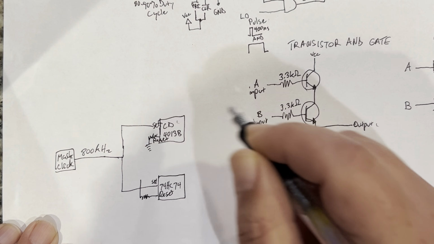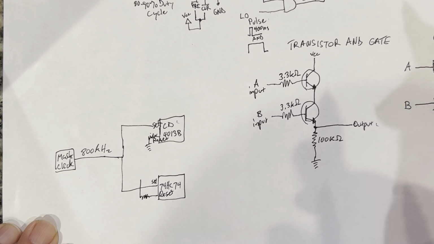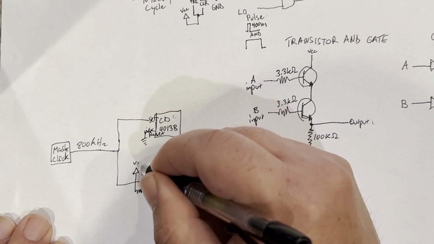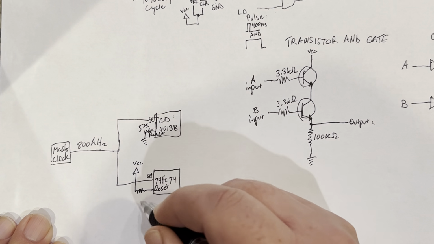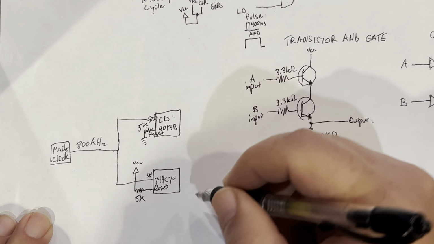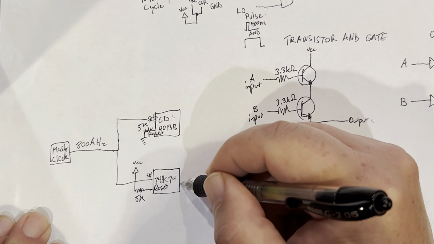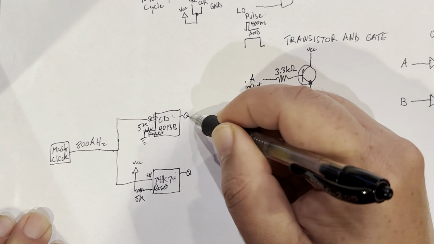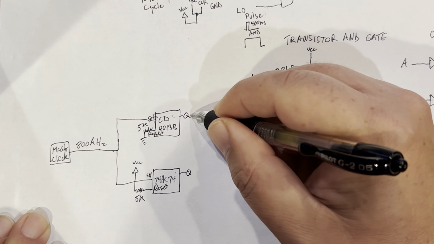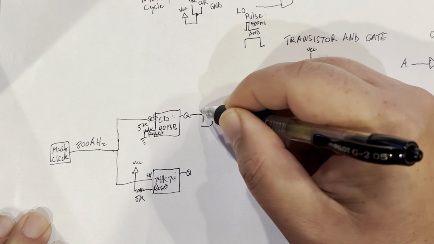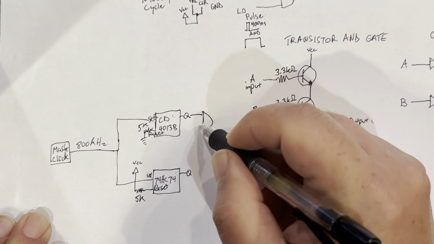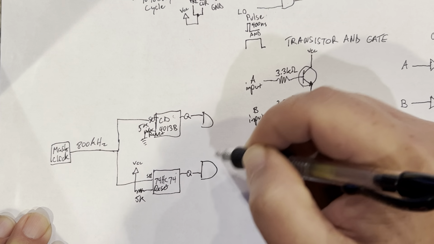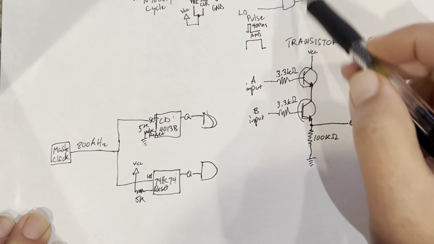This went through a resistor. You could use any resistor, but it's got to be at least 5K or so. This one went to VCC. Let's call it a 5K resistor. And then the Q of each of these went into the AND gate that I had over here.